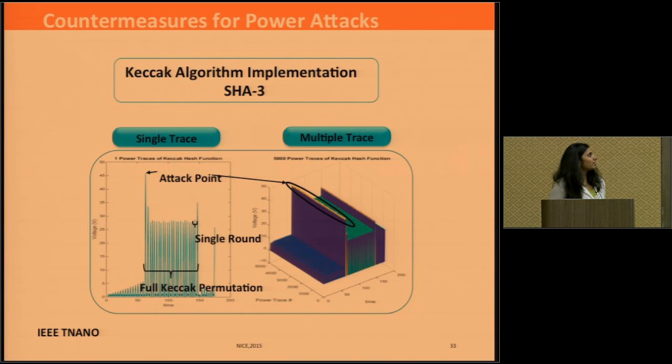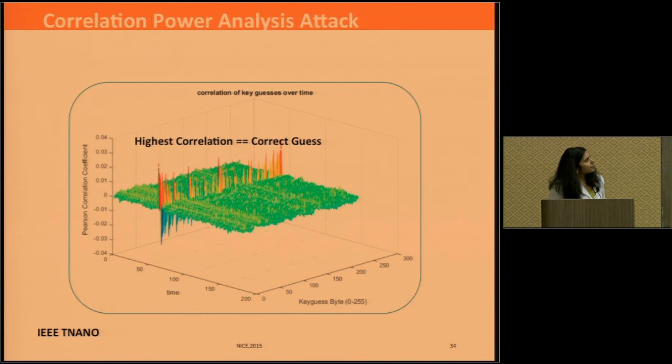Last application is countermeasures for power attacks. We've been performing this with different algorithms before, but our most recent focus was using the Keccak algorithm for SHA-3. So we've recently had attack points identified for single trace and multiple traces, and we were successfully able to do the correlation power analysis attack on this system, where the correlation shows what the values are, whether it's a logic 0 or logic 1 for that system.